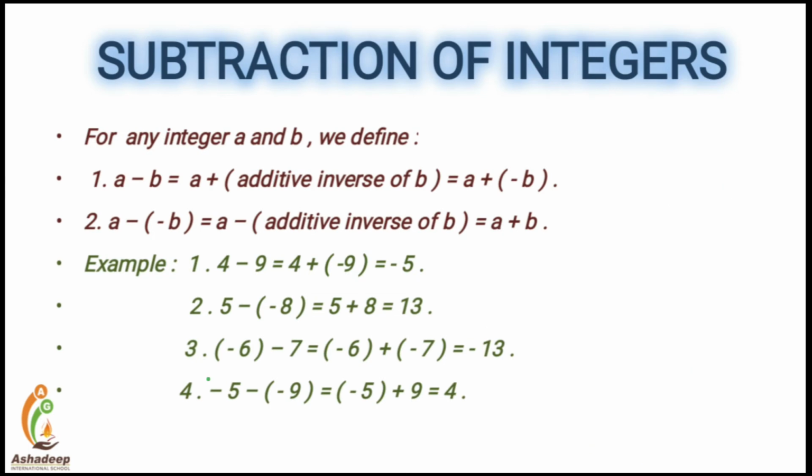Clear? Let's move to the next example, that is a negative integer and a positive integer. It means if we subtract a positive integer from a negative integer, what will happen? Let's see. So here I took minus 6 minus 7. Clear?